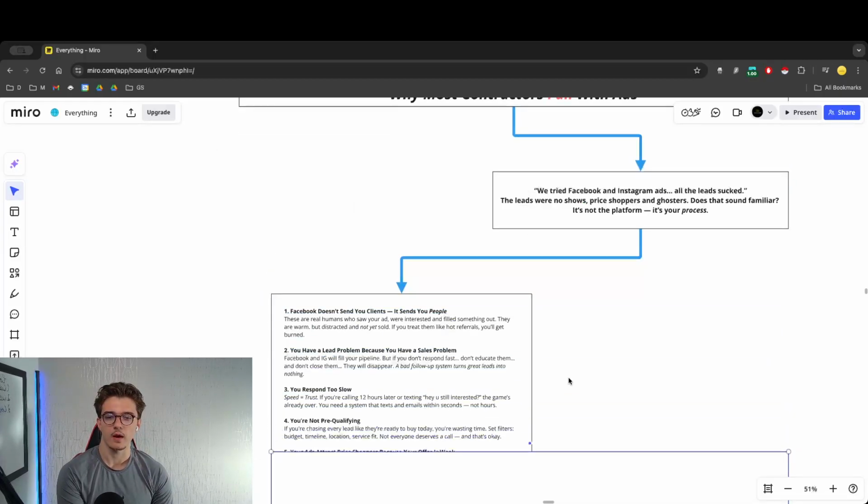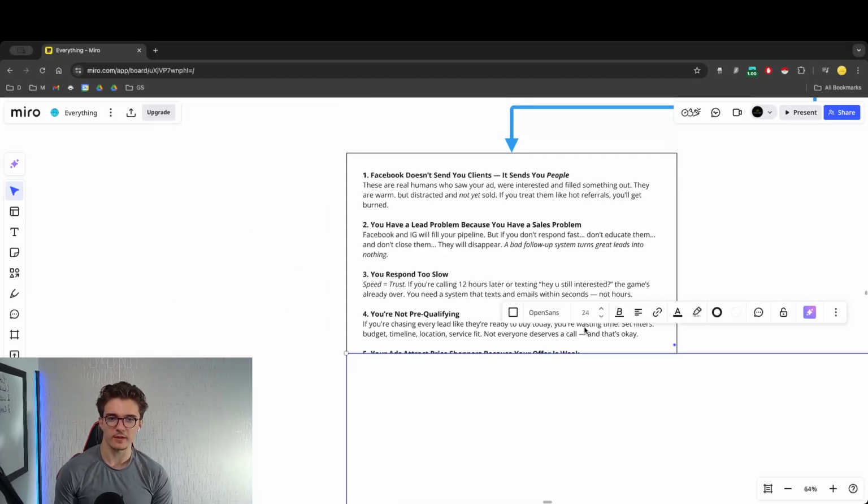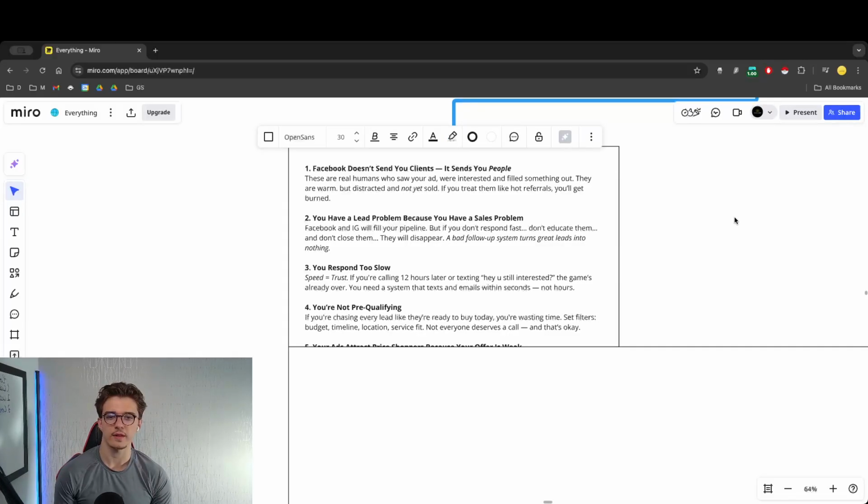Now, a couple of reasons why, right off the bat. Facebook doesn't send you clients, okay? I want you to understand that Facebook, which is Meta ads, sends you people. So these are real human beings that saw your ad, they were interested for some reason, and they filled something out. They are warm, but they are distracted, okay? And they're not yet sold. If you treat them like hot referrals, you're going to lose them, okay? And you're going to get burned and spend a lot of your money and get nothing back, okay? I want you to understand that.